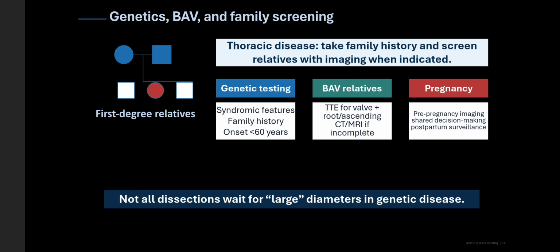You should always consider genetic testing in patients with syndromic features, family history of onset less than 60 years. For bicuspid aortic relatives, a transthoracic echo for valve root, ascending CT MRI if incomplete, and pre-pregnancy imaging for shared decision making and postpartum surveillance.